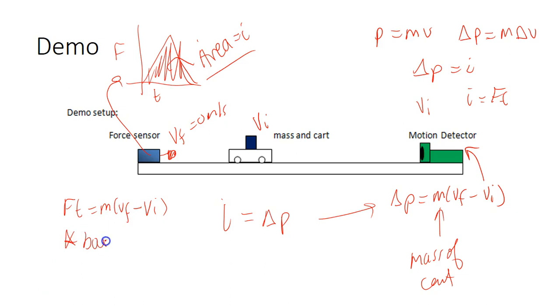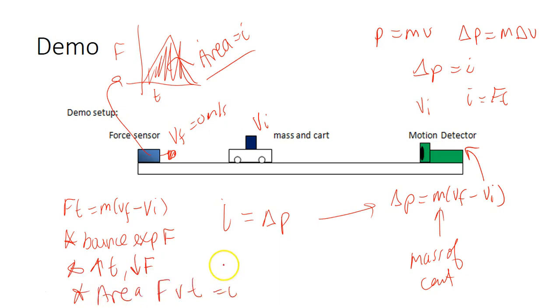Bouncy objects, things that bounce, experience more force. If you increase the contact time, you reduce the force. And the area under a force time graph is impulse. So these are the biggest things I want you to get from this.